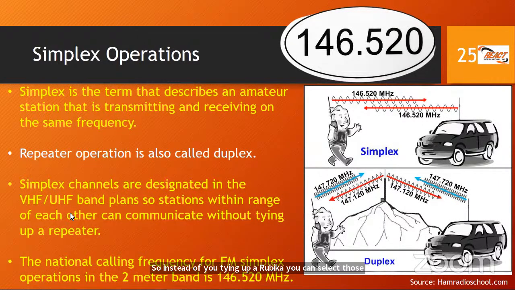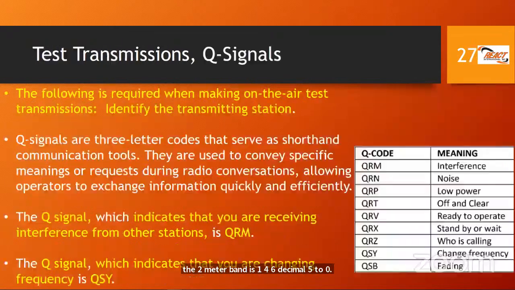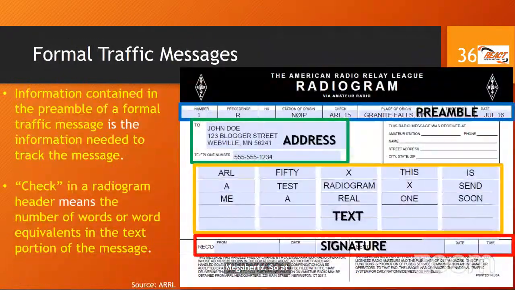It's an exam question. So we need to know for the exam also that this frequency that we have published on the top of your slide, 146.520 megahertz, that simplex frequency is what is called the national calling frequency. And it's an exam question. It's in the 2-meter band, and you need to learn it. The national calling frequency for FM simplex operations in the 2-meter band is 146.520 megahertz.